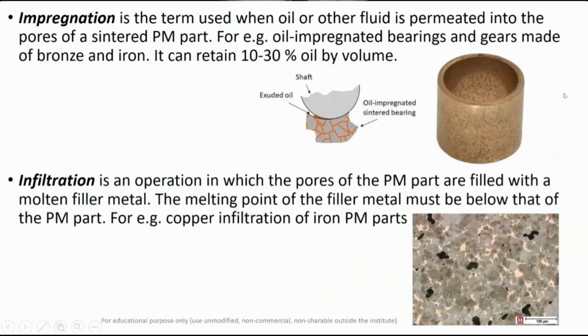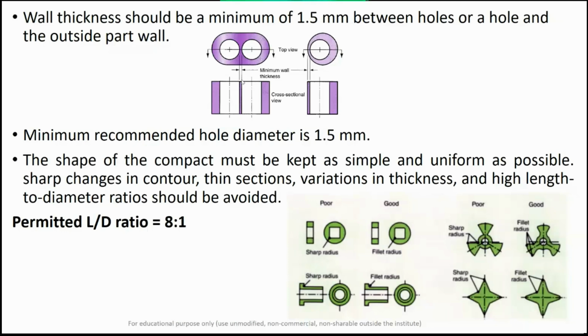Okay, and the next point is about the wall thickness, that is, how minimum a wall thickness you can keep in your powder metallurgy part. Manufacturers have seen that there should be a minimum wall thickness of 1.5 mm between the holes. Suppose you have a part like this and you have made two holes, then the gap between these two holes should be at least 1.5 mm thick.